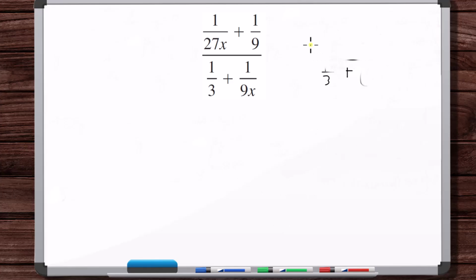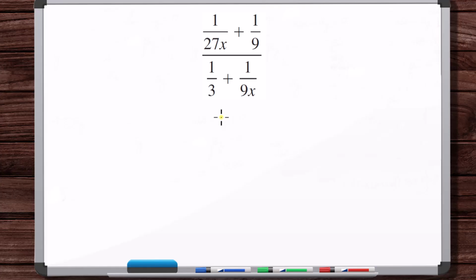So how do you simplify compound fractions? There are two methods: the order of operations method, and the least common denominator method. I like the least common denominator method, but you could do whatever you want. The order of operations method says to do this addition and get one fraction, then do this addition and get one fraction. Then you take the reciprocal of the denominator and multiply.